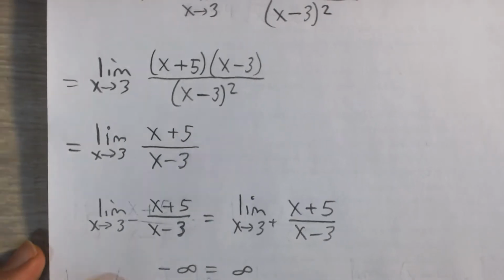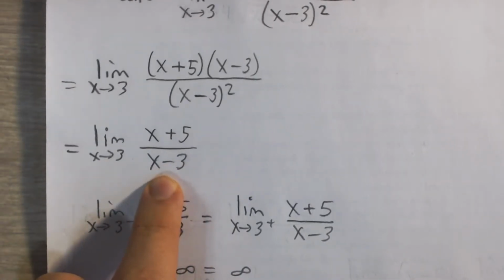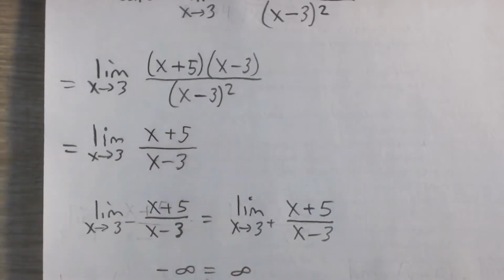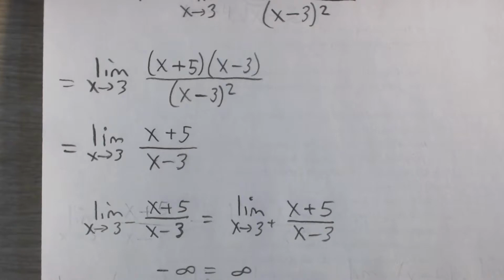But again, it's not clear what this limit is, because if I plug in 3, I'm going to be dividing by 0. So this function is still not defined at 3. And so what I'm going to do is check the one-sided limits, because we know if the one-sided limits are equal, then the limit exists, and whatever they are, that's the value. If the one-sided limits are not equal, then the limit does not exist.